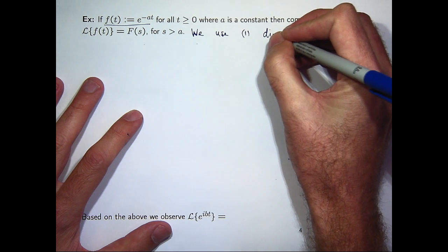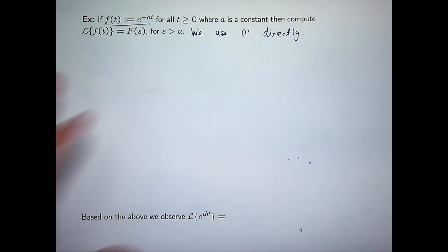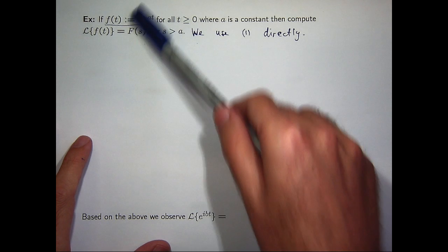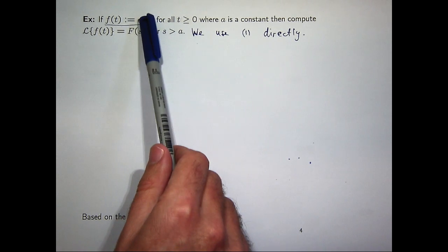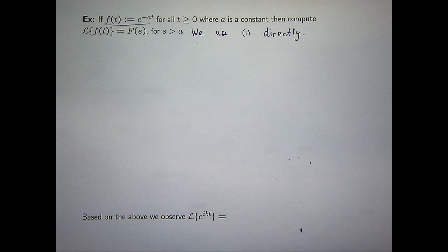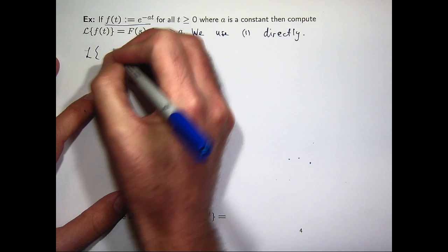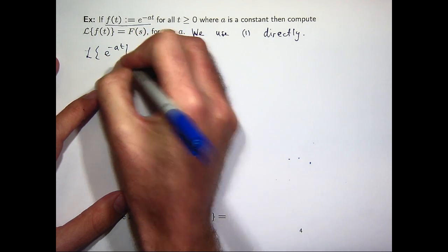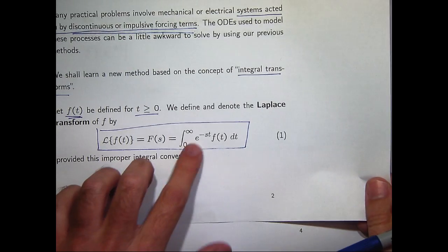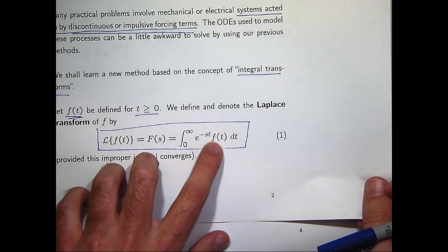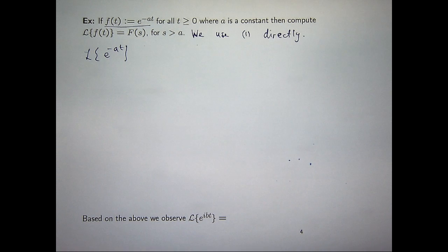So we use 1 directly. Now, actually having the knowledge of this Laplace transform opens up lots of doors, and it gives us lots of other transforms. So this is not an isolated case with limited applicability. Knowing the Laplace transform of this is going to open up lots of doors for us. Okay, so let's go back to our transform from 1. We're going to replace f of t with e to the minus at in there. And then I'm going to see if I can integrate.